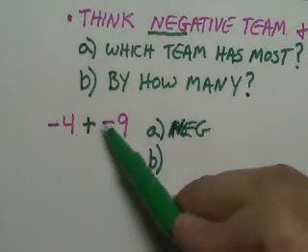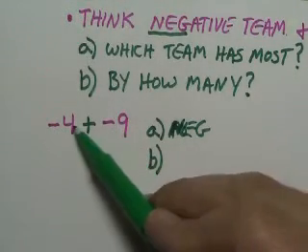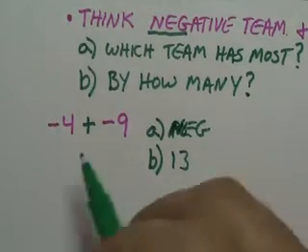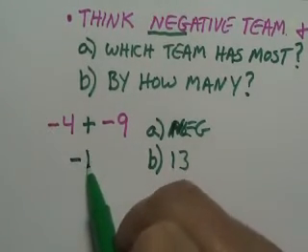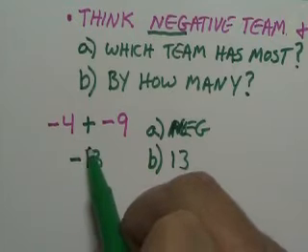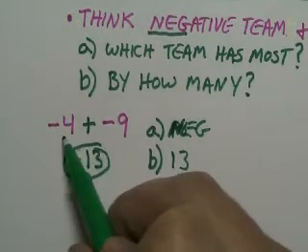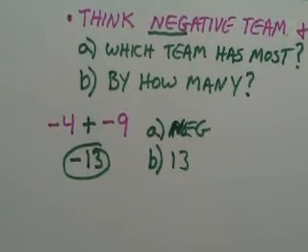Well, I have -4 and -9. That would make 4 and 9 is 13. My answer is -13. -4 and -9 make -13.